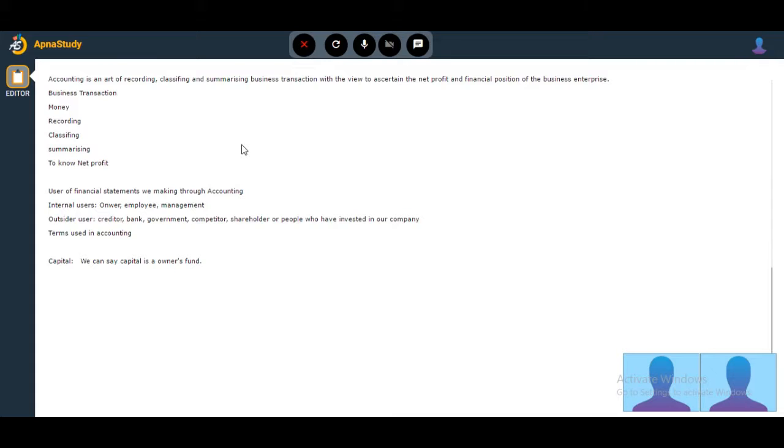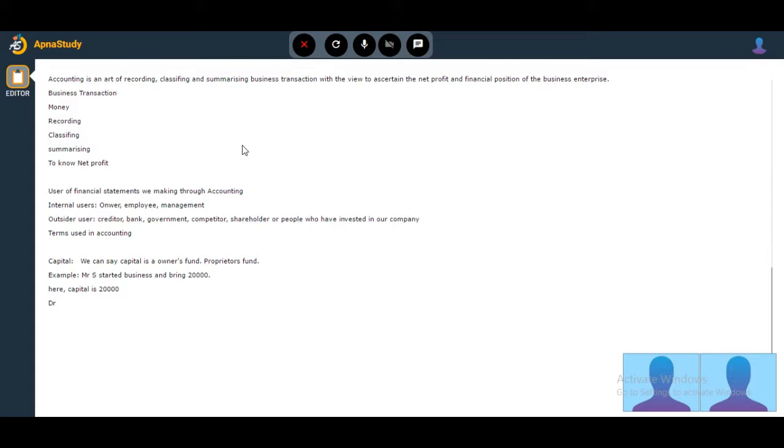So capital is the proprietor's fund, owner's fund. Example, Mr. S started a business and brought 20,000. So here capital is 20,000.